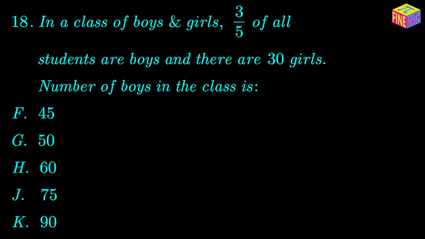So let's get started. The question says that in a class of boys and girls, like a normal class in a high school or middle school, 3/5 of all students are boys and there are 30 girls. So we have been given the number of all girls in that class, but we have to find out how many boys are there in the class.